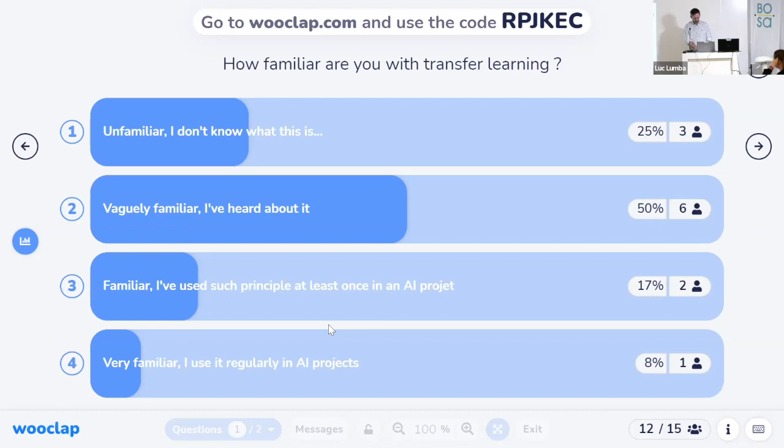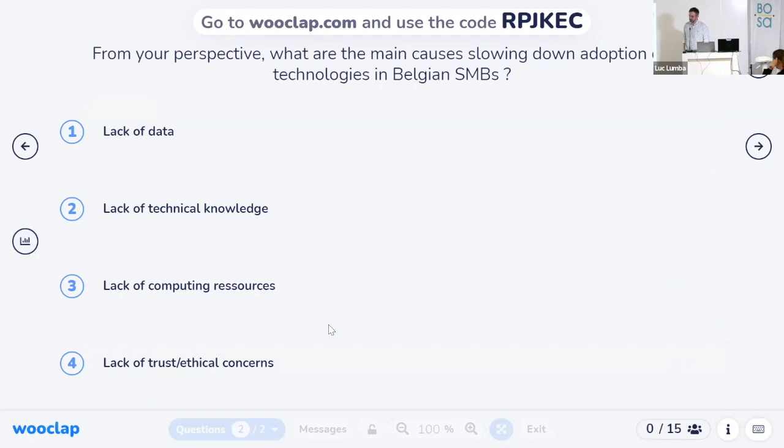The second one is related to the first one, but a little bit more indirectly. I'm going to ask you, from your perspective, what are the main causes slowing down the adoption of AI technologies in Belgian SMBs? You can vote for many different options at the same time, so don't hesitate to choose more than one: lack of data, lack of technical knowledge, lack of computing resources, or lack of trust or ethical concerns about AI. I see a lot of people voting. Fantastic. I'm going to display the results.